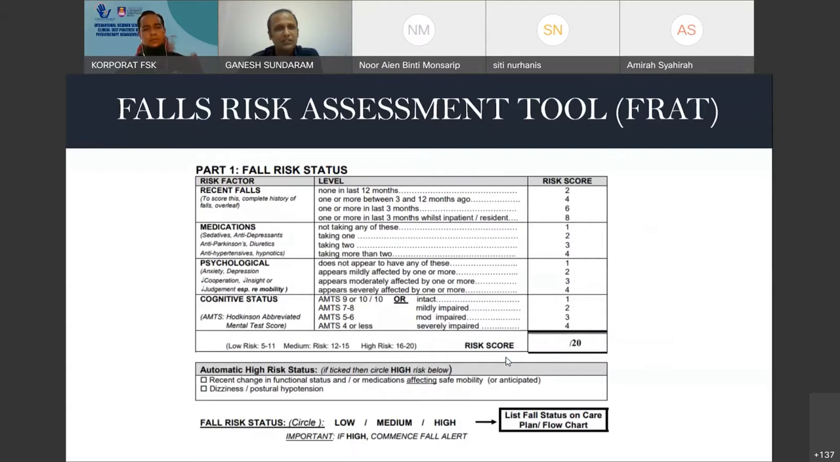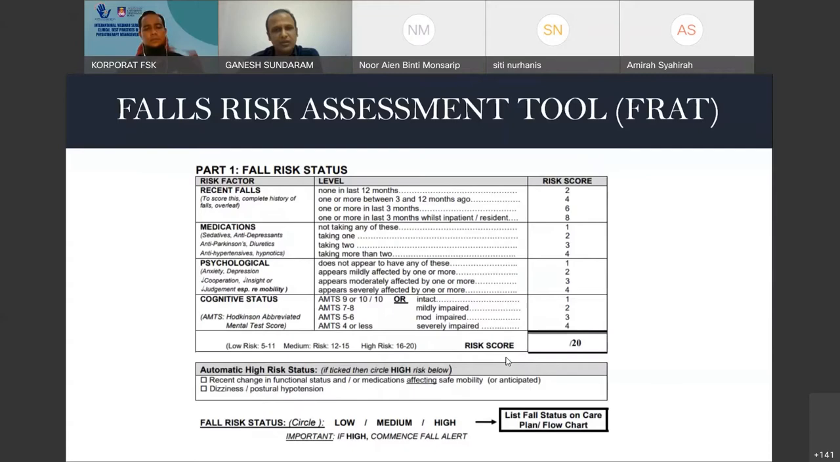Something called as FRAT, that is the Falls Risk Assessment Tool, that concerns recent falls. It includes medication, and the psychological and cognitive status. So everything has a score and we score this one. So we have some checklists here.